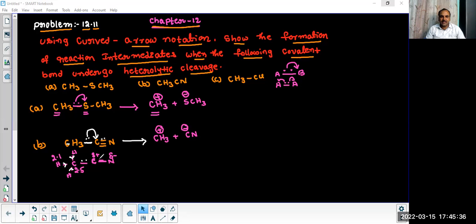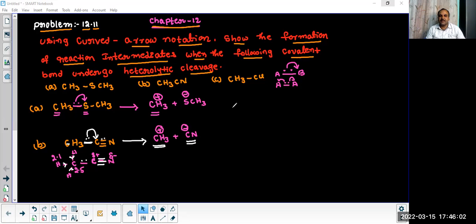But the same thing here, the triple bond is there between the carbon and nitrogen. More energy is required to break the bond. So for heterolytic cleavage, the bond is cleaved between the carbon and carbon atoms. You are getting the electrophile and the cyanide ion. So these are the intermediates.